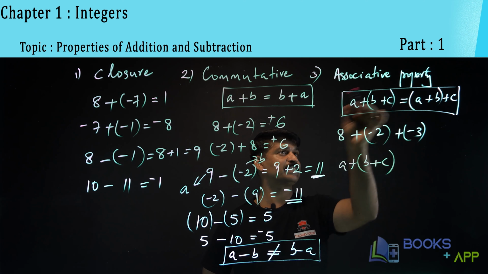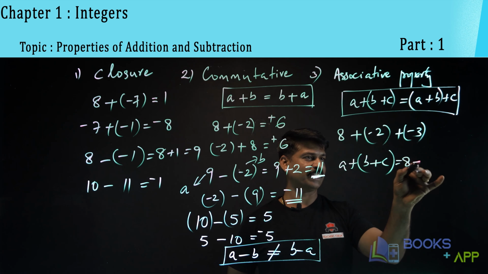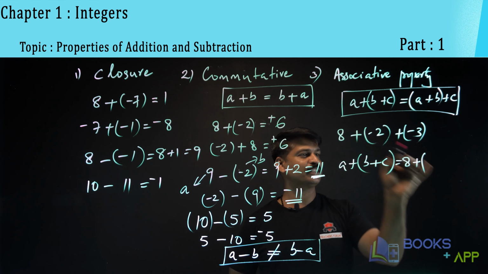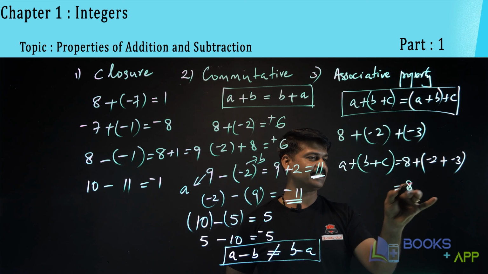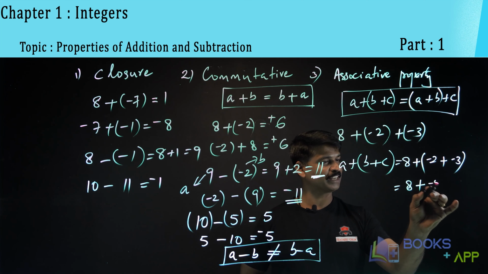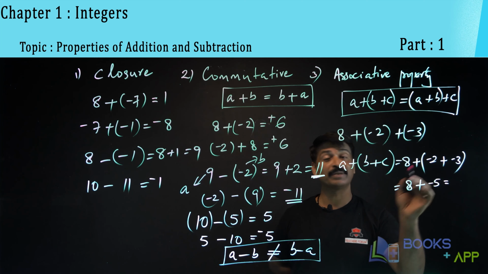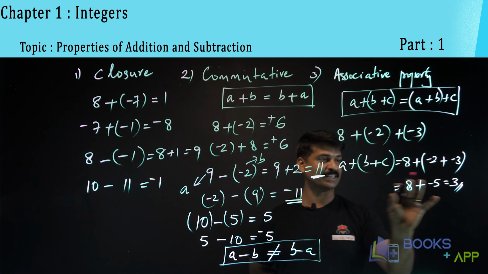Now, let us find a + (b + c). Let us find the LHS first. What is the answer? A means 8 plus (b plus c), that is (minus 2 plus minus 3). What is minus 2 minus 3? Minus 2 minus 3 is minus 5. So what is the answer? 8 minus 5, that is 3. So a + (b + c) is 3.